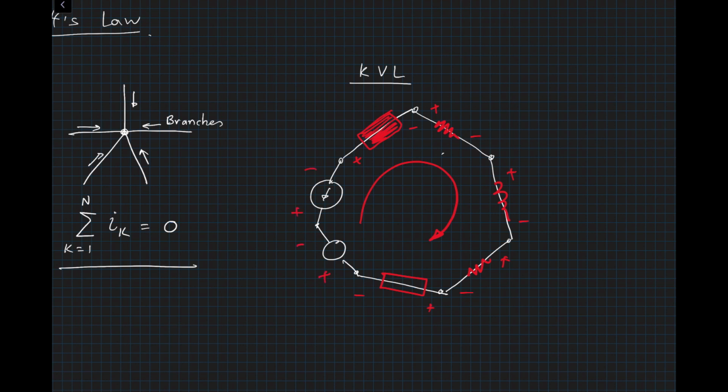So Kirchhoff's voltage law, you can write it in the same way: the sum over k equal to 1 to N of V_k equals 0. If you add the voltages in a loop, then the sum total of those voltages is 0, and that's Kirchhoff's voltage law. You're probably already familiar with it from your 11th and 12th grade, where you're exposed to this. These two laws, we will be using them quite a lot.